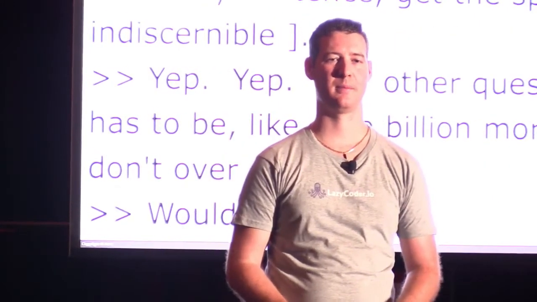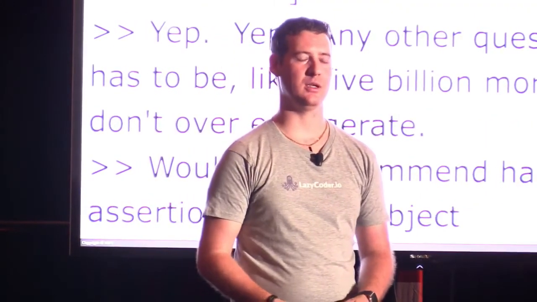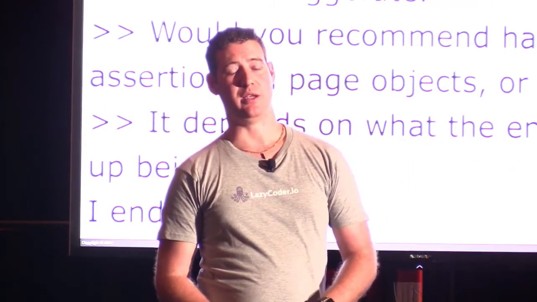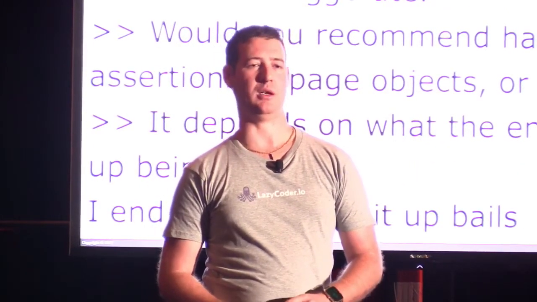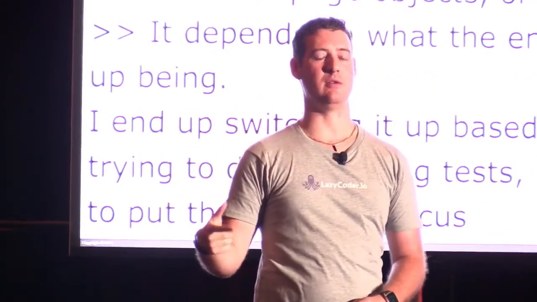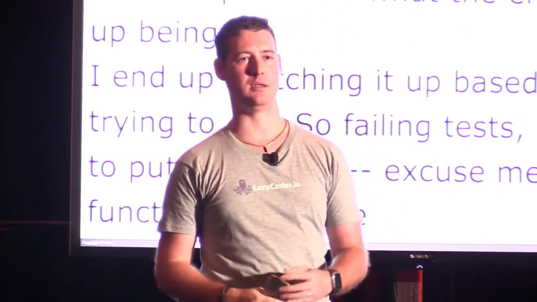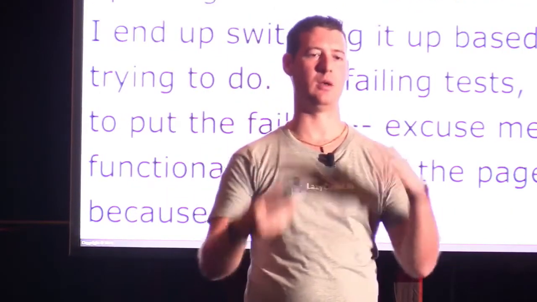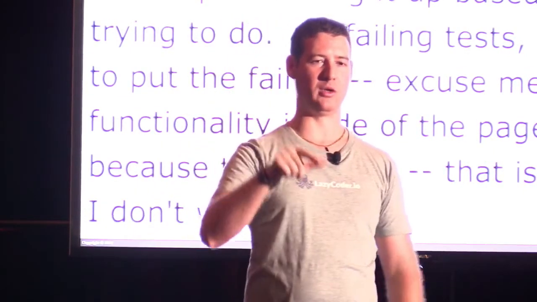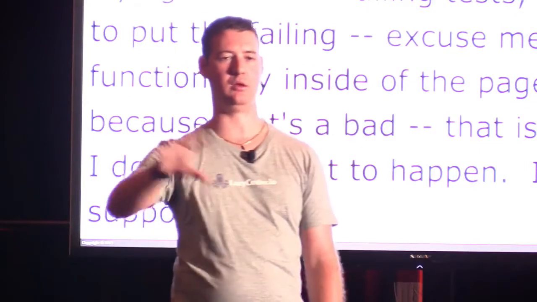Yes? Would you recommend having assertions in page objects or in tests? It depends on what the end goal ends up being. I end up switching it up based on what I'm actually trying to do. For failing tests, I don't want to put the failing functionality inside of the page objects, because that's an anti-pattern. If this test is supposed to fail, you have to put work into it to make sure it fails. Whereas most of the stuff with any of the Fluent interface should be smooth.